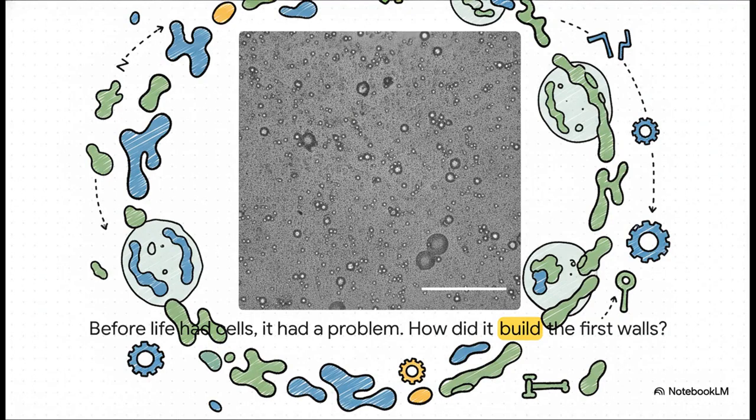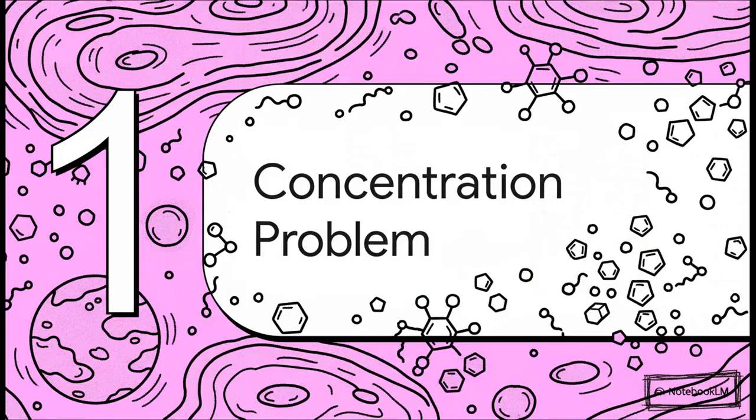So here's the deal. It was all about containment. For the machinery of life to get going, all the important bits and pieces had to be kept together. They needed some kind of room, a container, a wall, to keep them separate from the rest of the world. Without that, everything would just float away. But how do you build a wall when you don't even have a blueprint? And that, right there, is the heart of the problem. It's what scientists call the concentration problem.